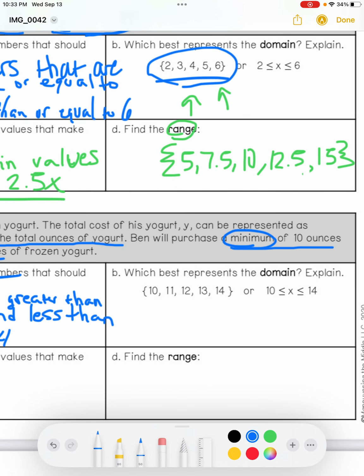Well, thinking about that then, if I'm allowed to have decimals, which one makes more sense? The discrete set with only whole numbers, or the inequality that lets me have any number between 10 and 14? Well, because this is weight, we know that we're probably going to end up with some decimal, right? Most likely. We're allowed to have decimals with weight. Okay? So we are going to use the inequality here. All right. So there you go. You've already found your domain, right?